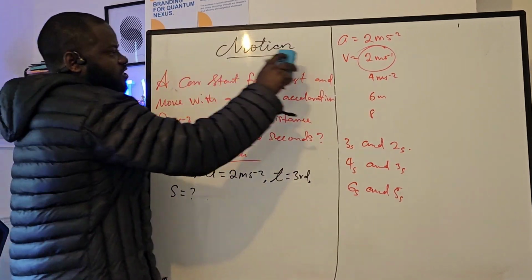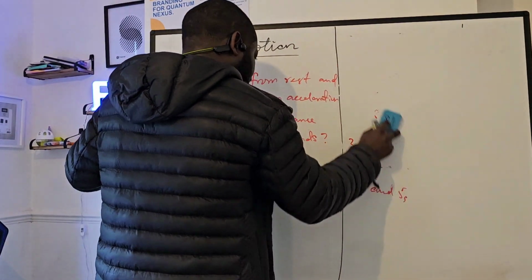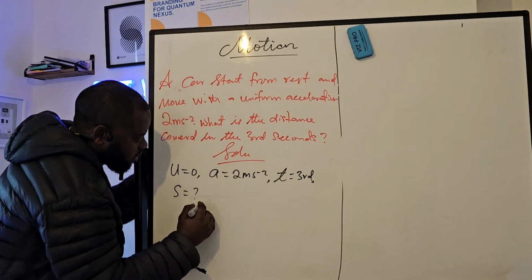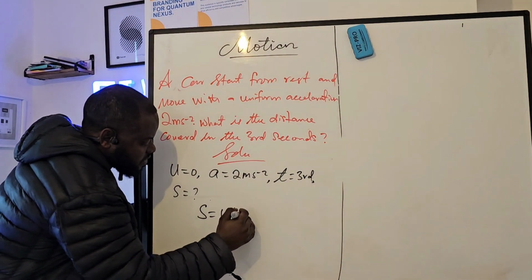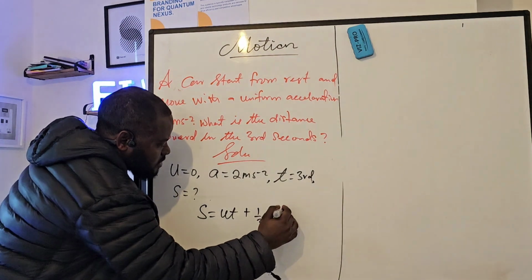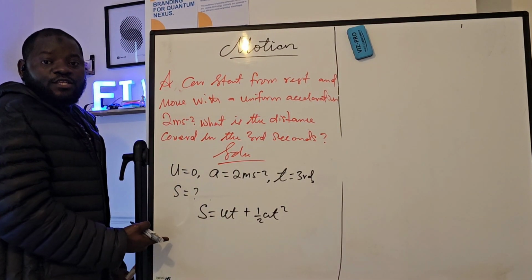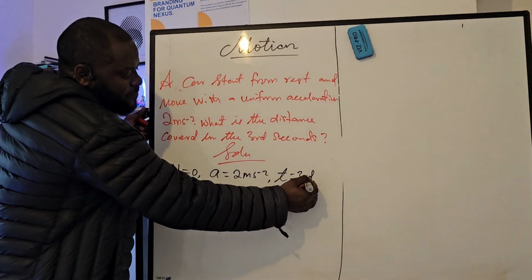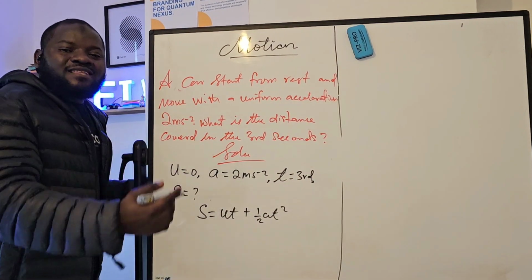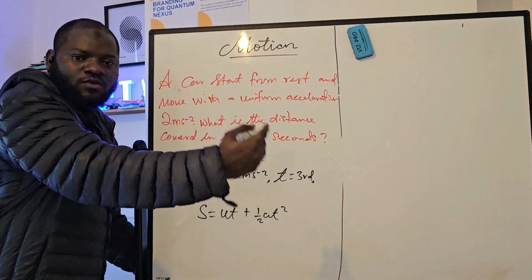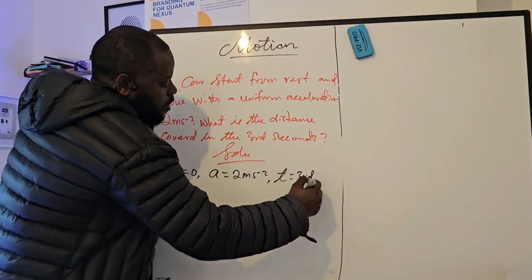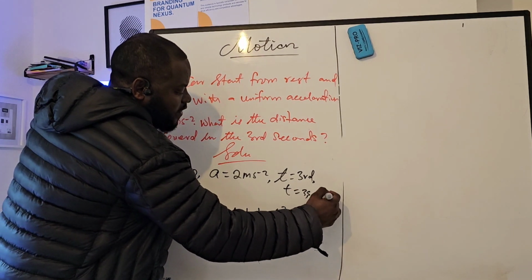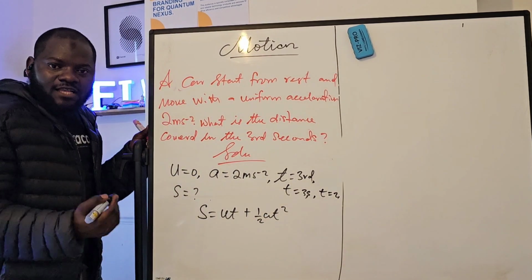So which equation are we going to use? Very simple. We make use of this equation: S equals UT plus half AT squared. That's how you get to know the equation to use. So we are looking for S. Remember, when the time is 3rd seconds, it means the distance covered in the last 1 second. So we have to calculate the distance covered in 3 seconds and the distance covered in 2 seconds. That's how we go about it.